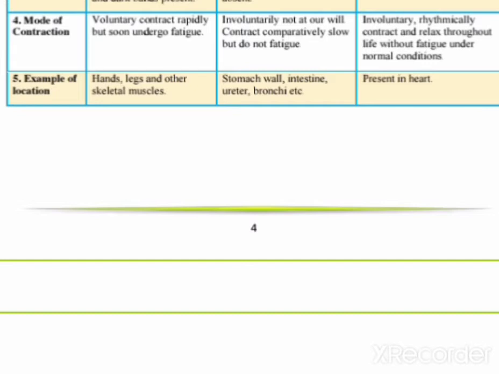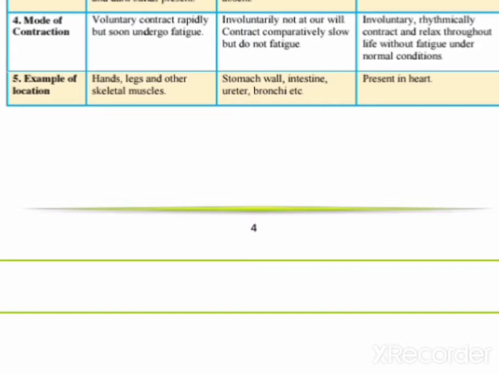Now the example of the location where it is present: hand, leg. If we want to move our hand, only then do we move it. So this work is dependent on our will. That is why the voluntary parts, like hand movement, leg movement and other skeletal muscles like neck movement, all of them, which type of muscles are present? Striated muscles.